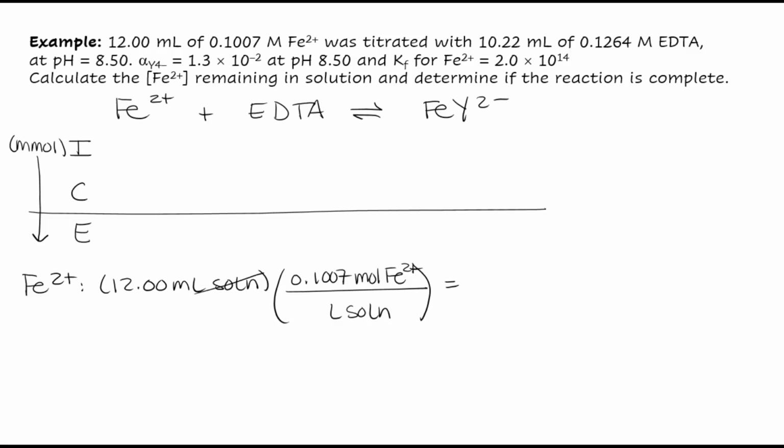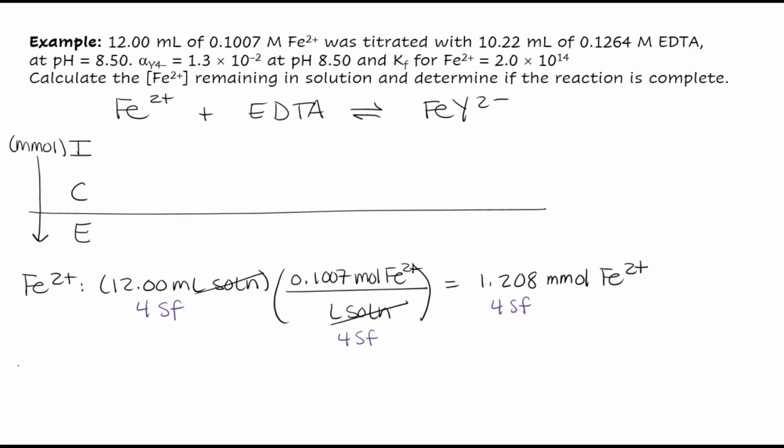The liters of solution will cancel, leaving us with milli and moles. For our sig figs, we have 4 sig figs in the volume, 4 sig figs in the molarity, so our millimoles will also be rounded to 4 sig figs. Doing the math, 12.00 times 0.1007 rounded to 4 sig figs gives us 1.208 millimoles of Fe2+.